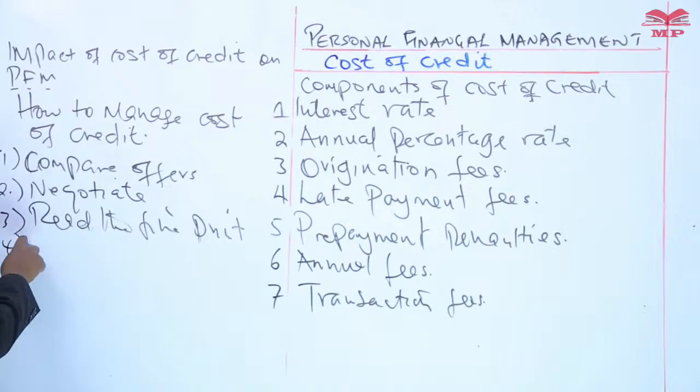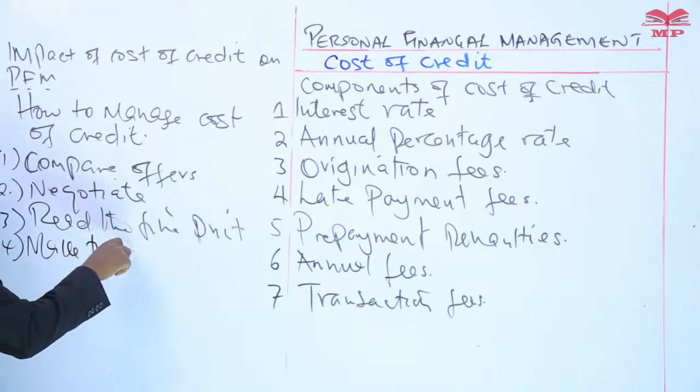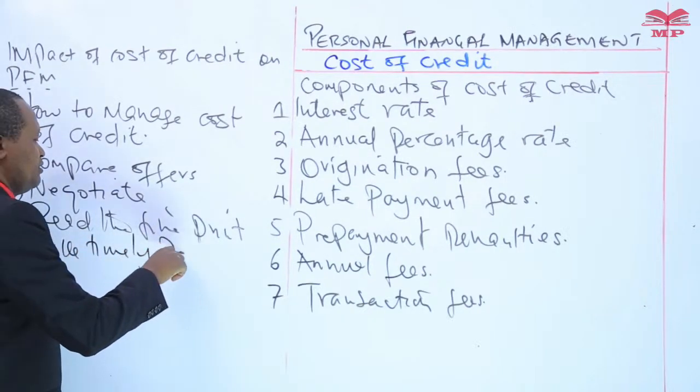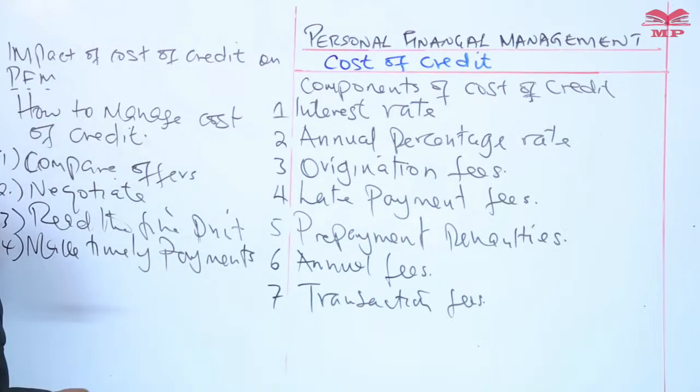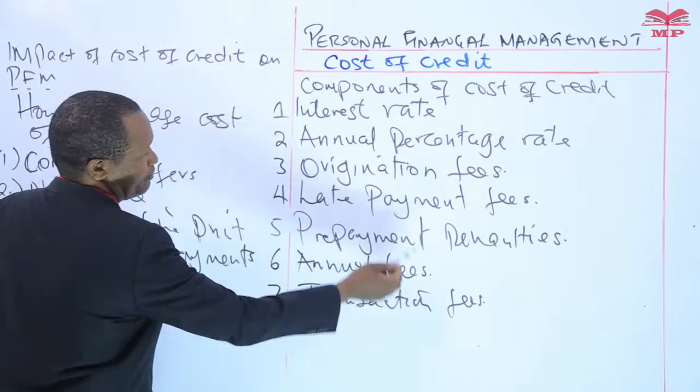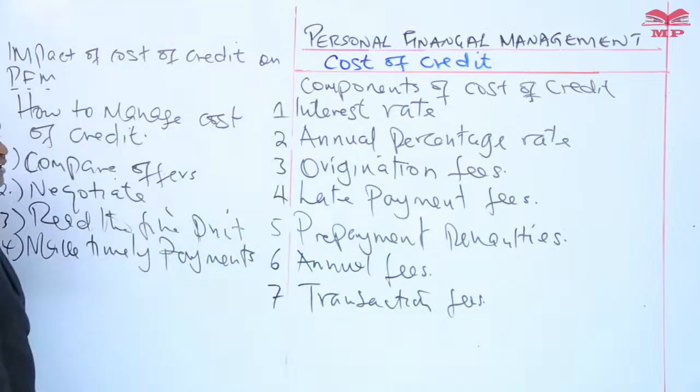Make timely payments. Make timely repayments. Because if you don't pay on time, there are what we refer to here as late penalty fees, which can negatively impact the borrower. Make timely payments. Avoid late payments by making monthly payments on time.